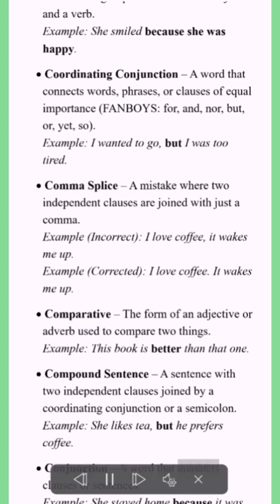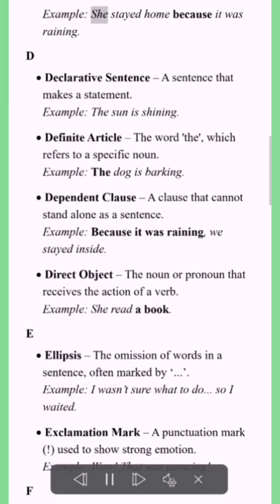Conjunction, a word that connects clauses or sentences. Example: she stayed home because it was raining. D. Declarative sentence, a sentence that makes a statement. Example: the sun is shining.